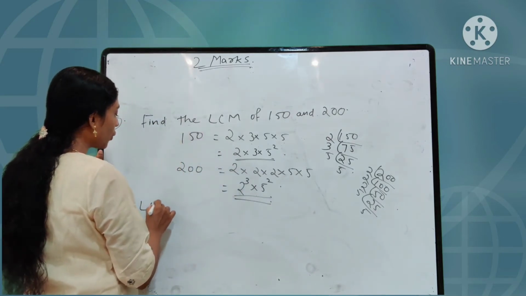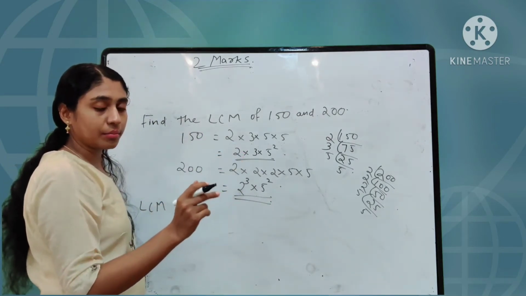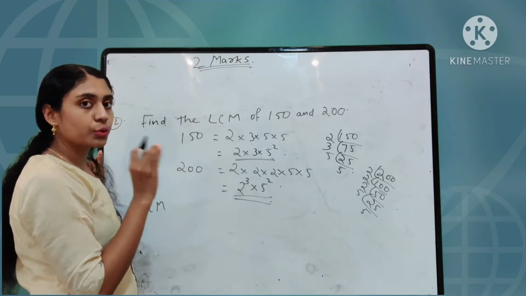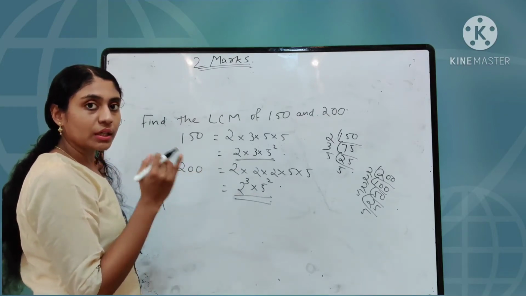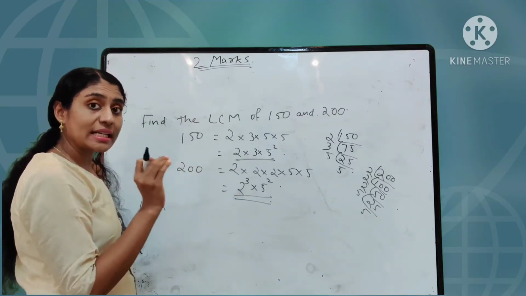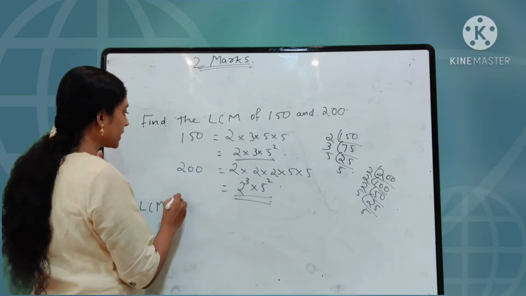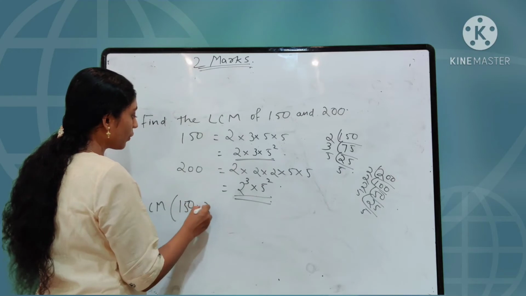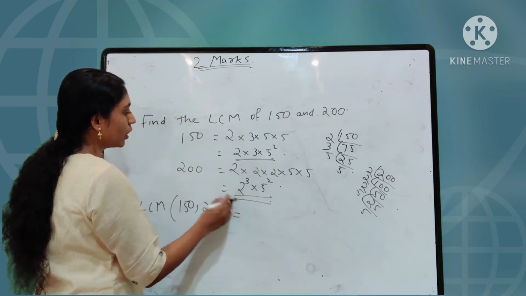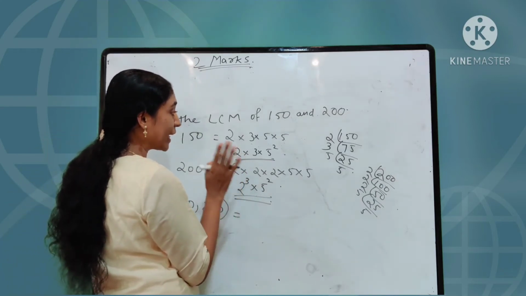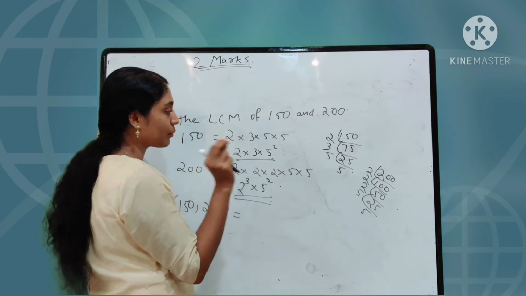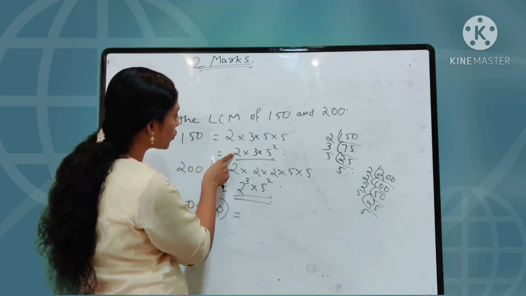Now we know the formula. You have to write the formula in the exam. That is, LCM of two numbers A, B is equal to the product of the greatest power of each prime factor involved in the numbers. That is, here LCM of 150 and 200 is equal to the product of the greatest power of each prime factor involved in the numbers. So what about 2 and 2 cube?